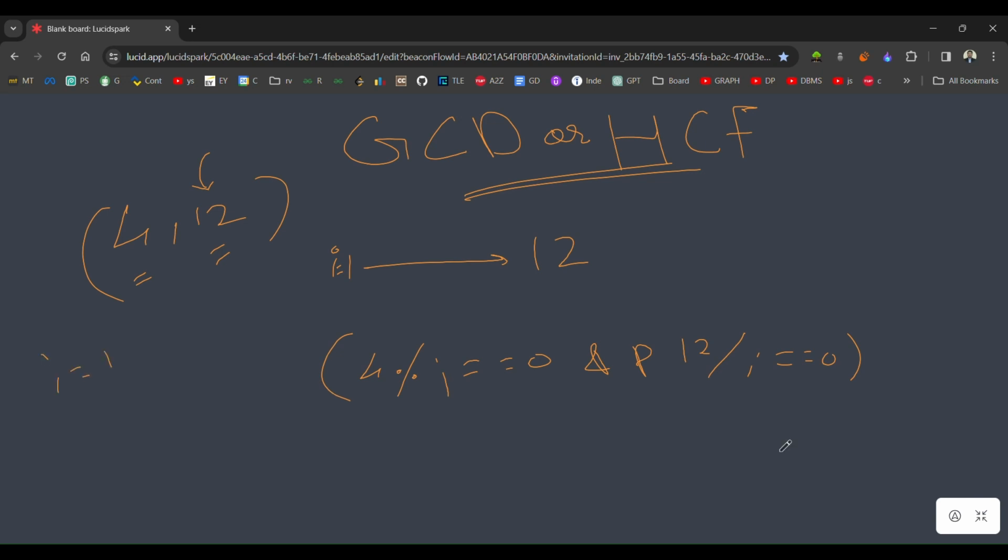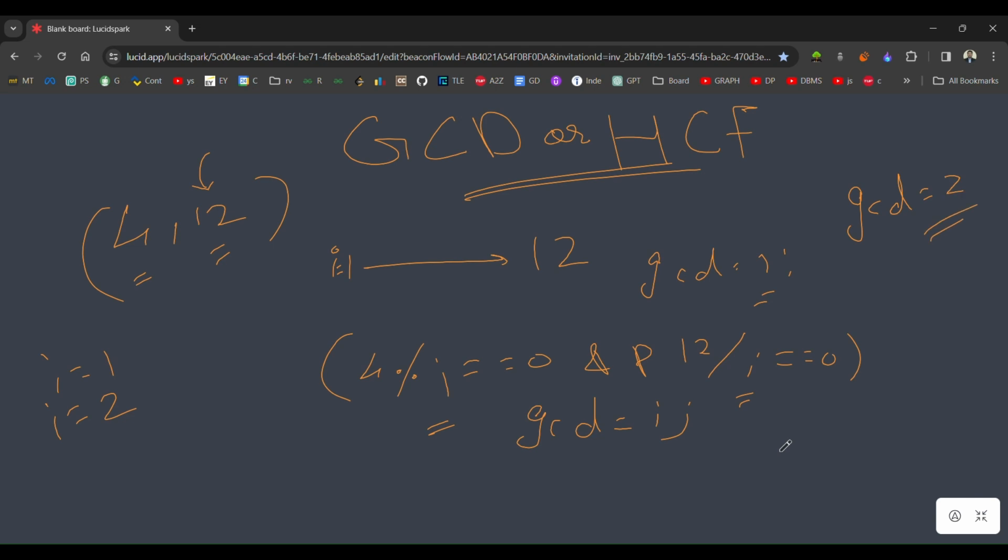So at first I will be 1, right? So let's maintain a GCD 1. Okay, so 1 will anyway satisfy these both conditions because 1 will of course divide 4 and 1 will be dividing 12 as well. So GCD will be 1 again. When I equals 2, GCD will be 2 again.